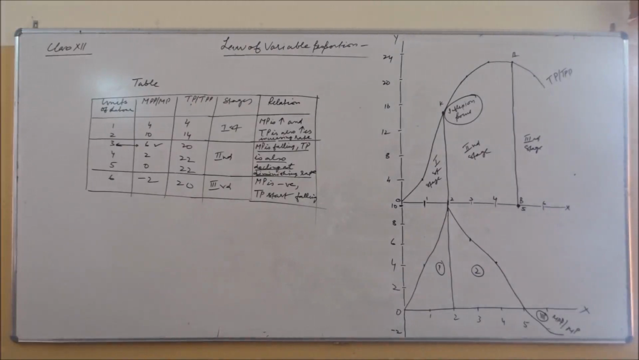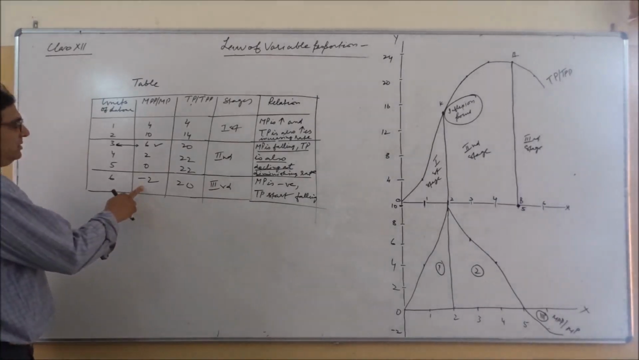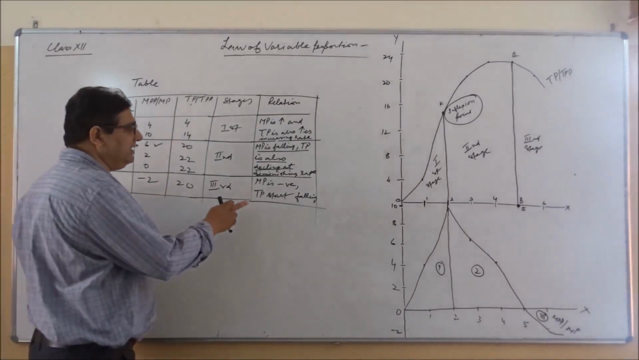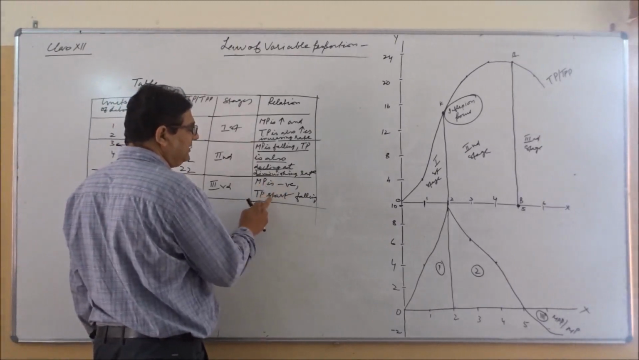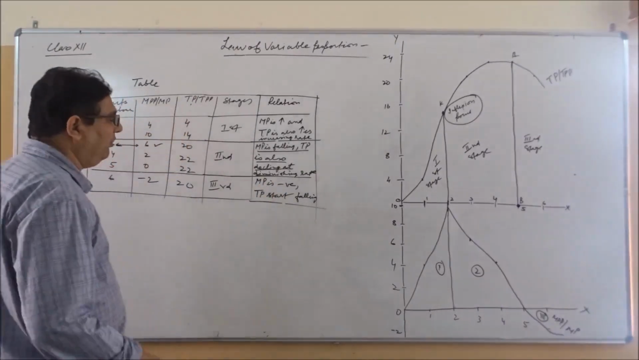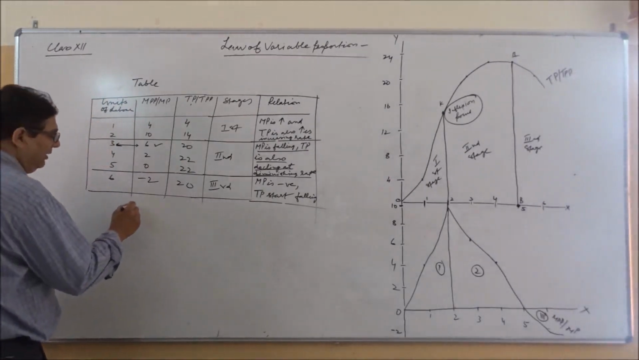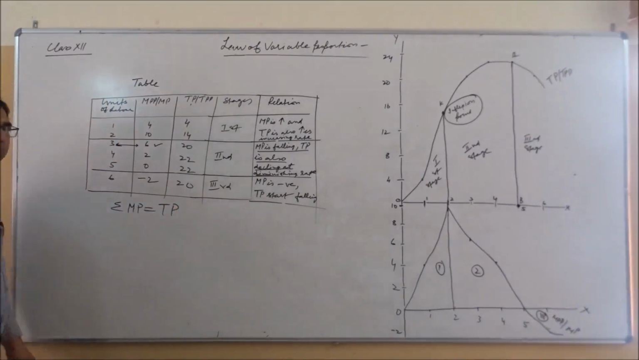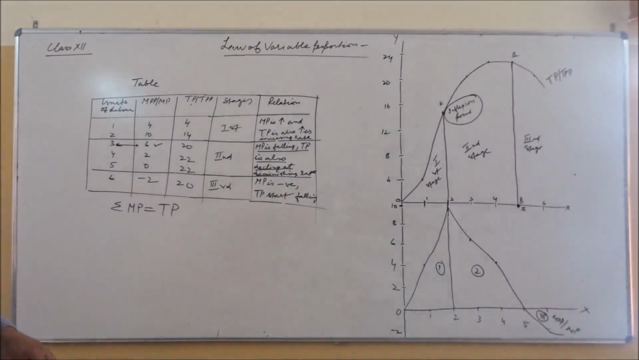Then in the final stage, MP is minus 2, at the 6th unit. When the final 6th unit of the variable factor, labor, is employed, then MP becomes minus 2. Minus 2 means TP has declined because MP is negative. As a result, TP starts falling, because we know very well that summation of MP is equal to TP. As MP behaves, TP will also behave.